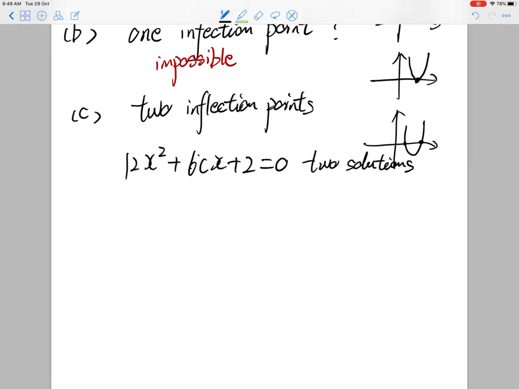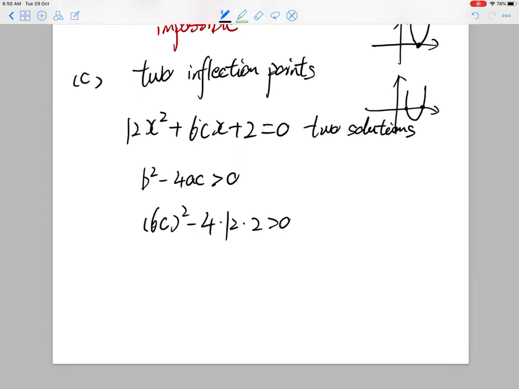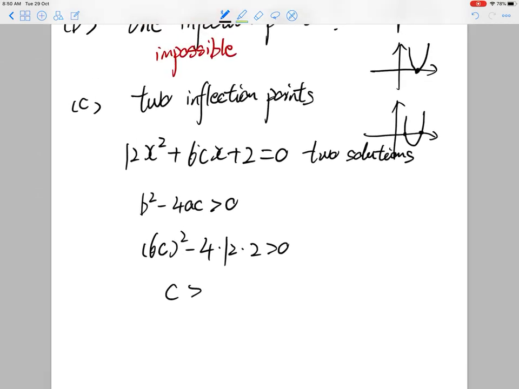Okay, which means your b squared minus 4ac should be greater than 0. So 6c squared minus 4 times 12 times 2 should be greater than 0, which means your c is greater than square root of 8 over 3, or c is smaller than negative square root of 8 over 3. Okay, and this is your answer for part 3.